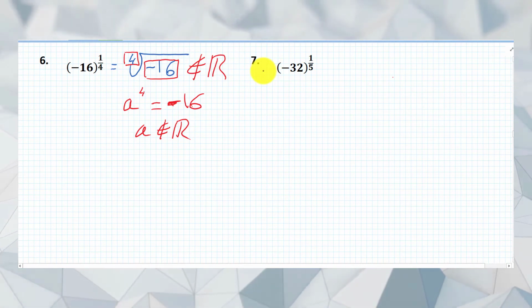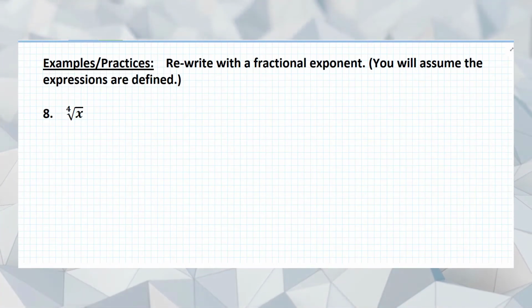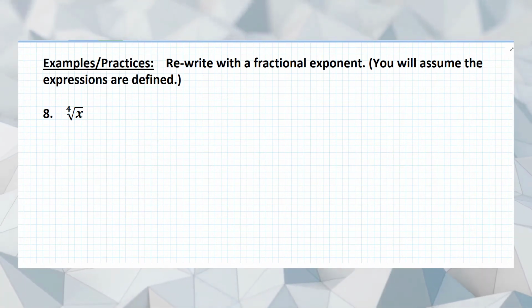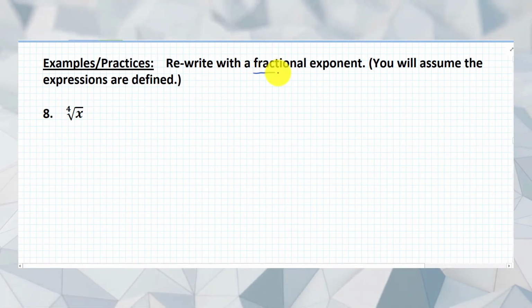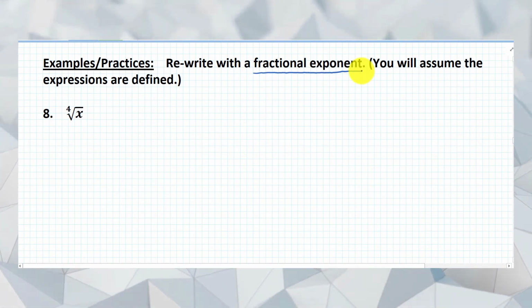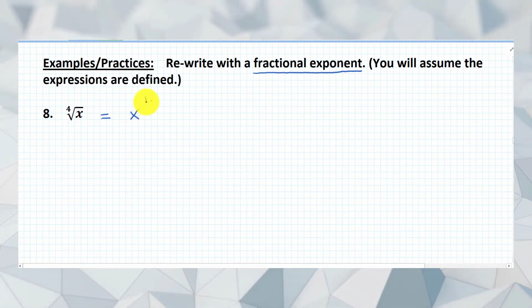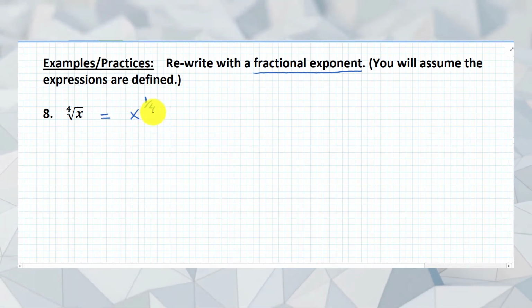Let's look at the next series of examples. In the next series of examples, I'm going in the other direction. I am given an nth root and I want to write it as a fractional exponent, a rational exponent, same thing. All right, so the fourth root of x is just x to the 1/4. See, pretty simple.